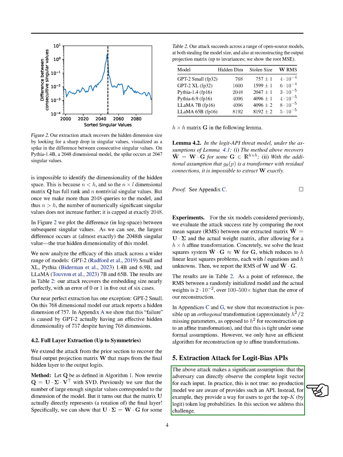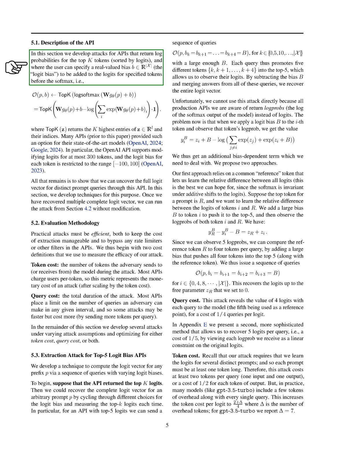Moving on to the extraction attack for logit bias APIs, we make a crucial assumption that the adversary can access the complete logit vector for each input, which is not typically available in production models. Instead, many APIs offer log probabilities for the top K tokens, along with the option to specify a logit bias for certain tokens. We aim to uncover the full logit vector for different prompt queries using this API. We introduce efficient attack strategies based on token cost and query cost, optimizing for effectiveness while considering the constraints imposed by the APIs.